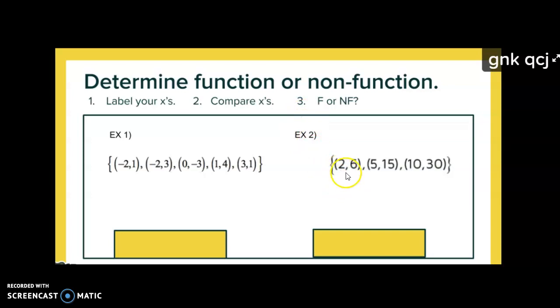Label again, X, Y, X, Y, X, Y, right? Circle, underline, or highlight only the X's. So 2, 5, and 10. Because none of those X's are the same, they are not repeating, right? That means this one, yes, is a function.